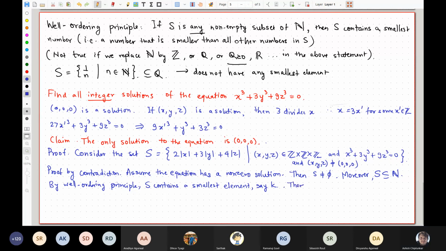So there exists a solution x, y, z such that, right? So there must be somebody who is responsible for bringing K into the set S. Who is responsible? Suppose some solution x, y, z is responsible, right? So then what do you have? So then you must have K is equal to 2 times absolute value of x plus 3 times absolute value of y plus 4 times absolute value of z.